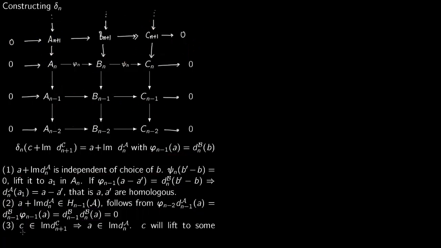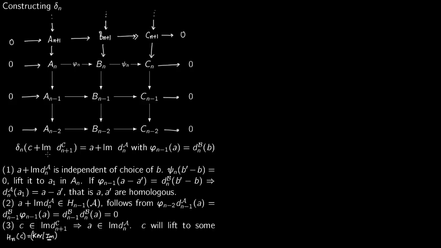Now the third thing for well-definedness we have to show is that if C lies in the image, then A also lies in the image. So notice that the homology groups for C are kernel over image. So similarly for A, this is kernel over image. So if you start with some element in the image, you will get an element A which is also in the image. So if this C was lying in the image, then this A also lies in the image.